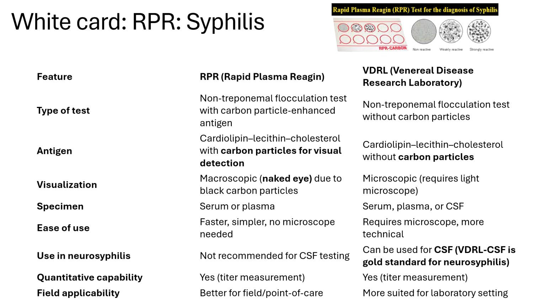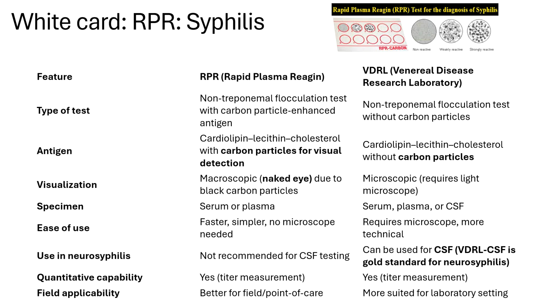Now both these tests are non-treponemal flocculation tests. The point to be remembered here: in RPR a carbon particle enhanced antigen is used, because of that a black color flocculation is present which can be observed by the naked eye. The carbon particle is not used in VDRL, so you have to check the precipitation with the use of a microscope. But the VDRL can be used from the CSF sample.